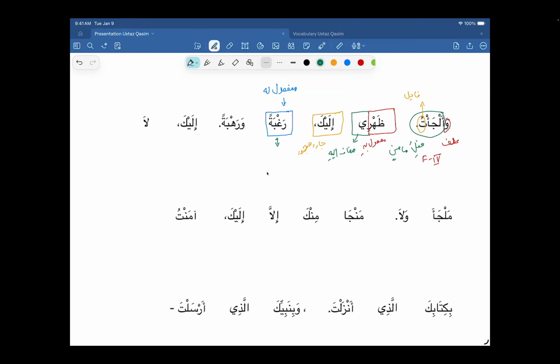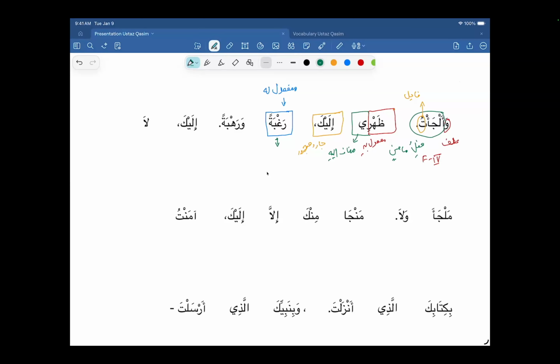You will also see sometimes, to distinguish between a hal and a maful lahu, that hal, when it comes as a single word in a sentence, is usually ismul fa'il or ismul maful. But this is not ismul fa'il or ismul maful, it is a masdar, right? So it should automatically light up something in your mind that it is not a hal and it is probably something else. So in this case, it is maful lahu, or maful li ajlihi.